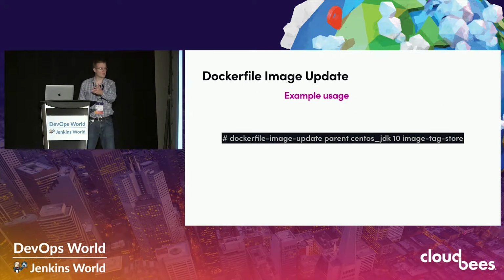Here's an example of the command without any of the funny brackets and stuff. Here we're saying send pull requests to all images that depend on CentOS 7 JDK and update them to version 10 and persist that mapping in a repo called image tag store.